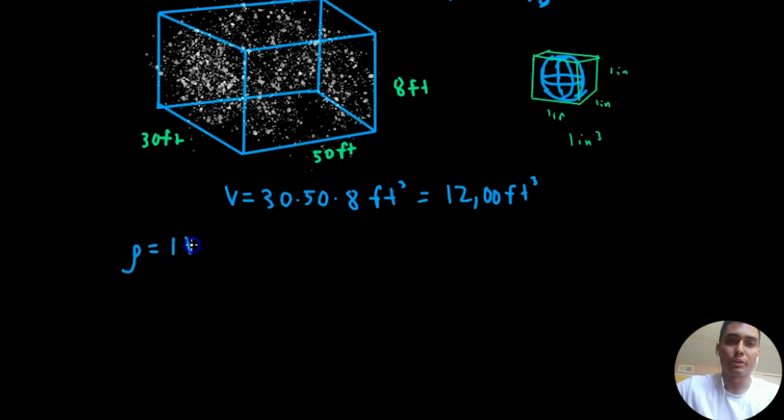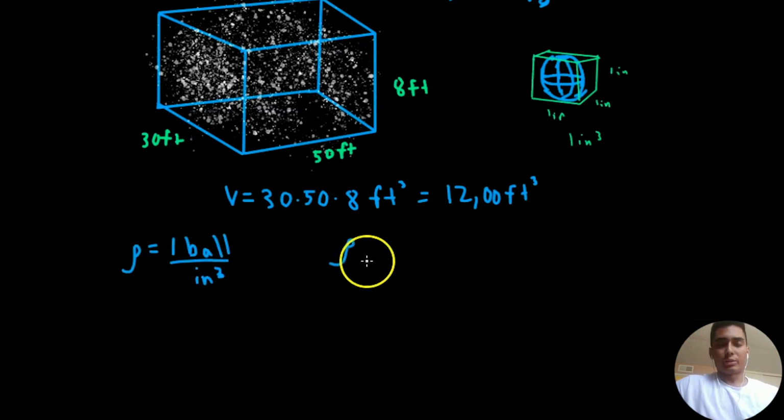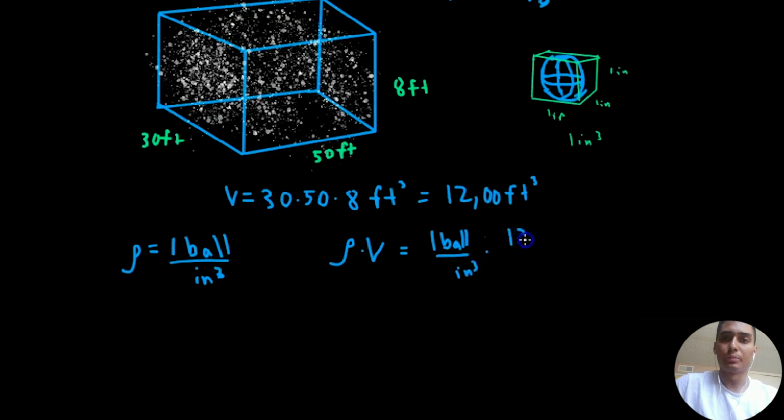12,000 feet cubed. So I'm going to do a little relation by using the number density of the ball. Ball is life. By number density, I just mean the number of balls per volume. So our density is going to be one ball per cubic inch. Now I can make a relationship by saying that the number density of the ball times the volume of the room will cancel out to give me the number of balls. So the number density is 1 ball per inches cubed times the volume of the room, 12,000 feet cubed.